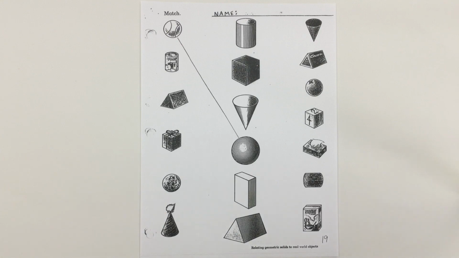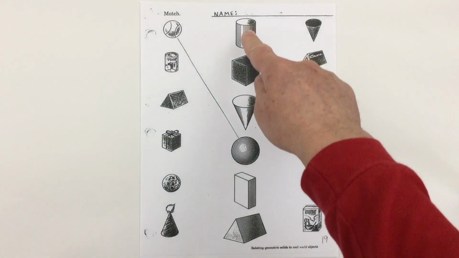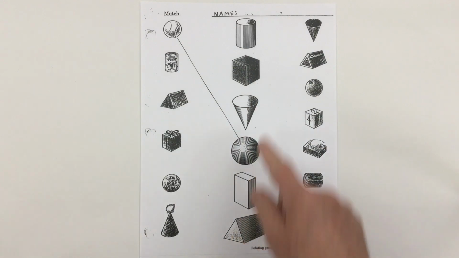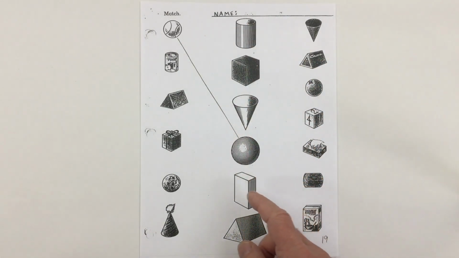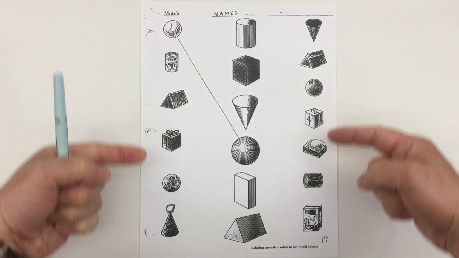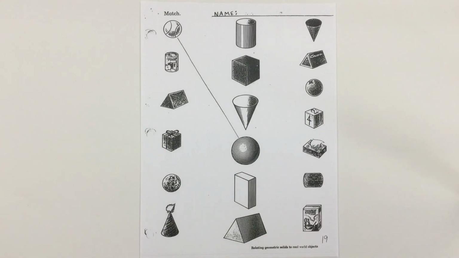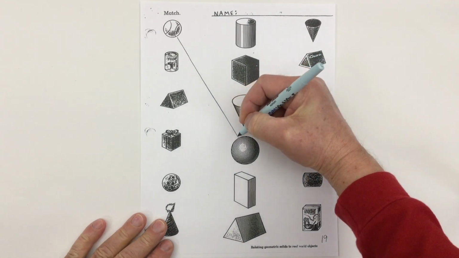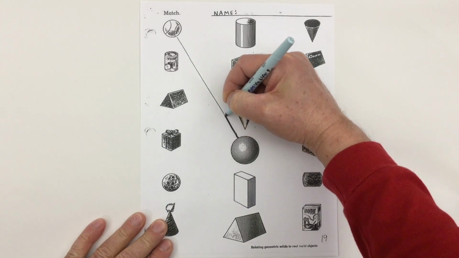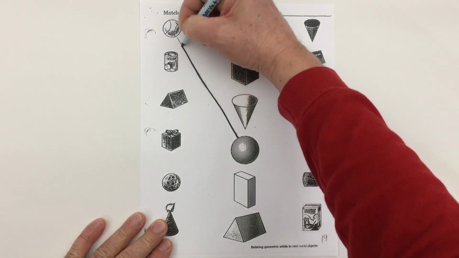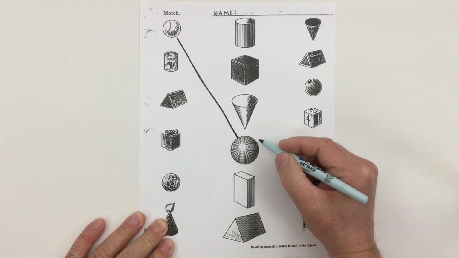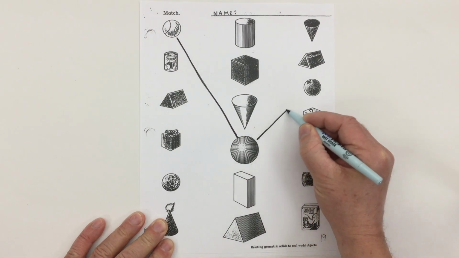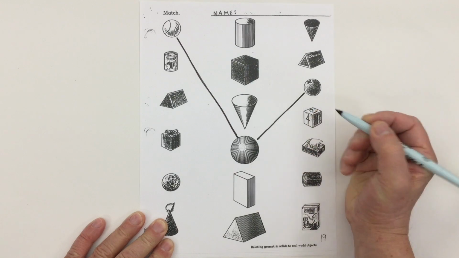Here we have a 3D solids worksheet, and down the center we have 3D solids. Cylinder, cube, cone, sphere, rectangular prism, and triangular prism. And on both sides, we have real-life items that we've got to match to it. They've done the first one for us here. Our sphere matches a tennis ball, which is also a sphere. And our sphere can also match to an orange.